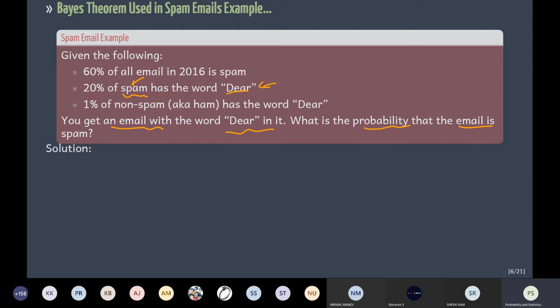The events seem to be like there are two things going on in these statements. One is the appearance of the word dear, and another is whether something is spam or not. So this tells us that we can start with the events: we find the word dear, and another event could be spam. So define suitable events.